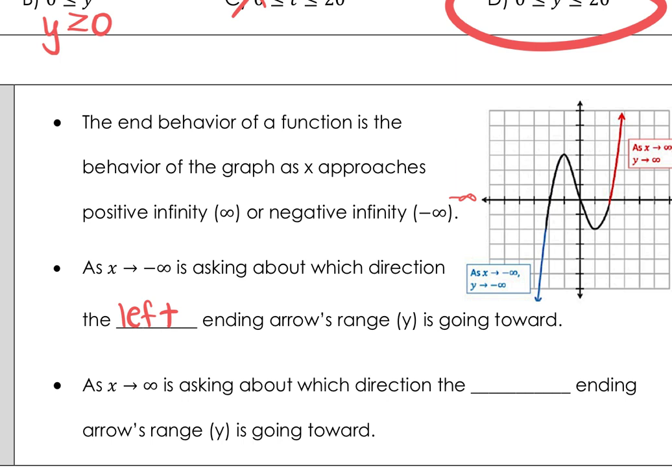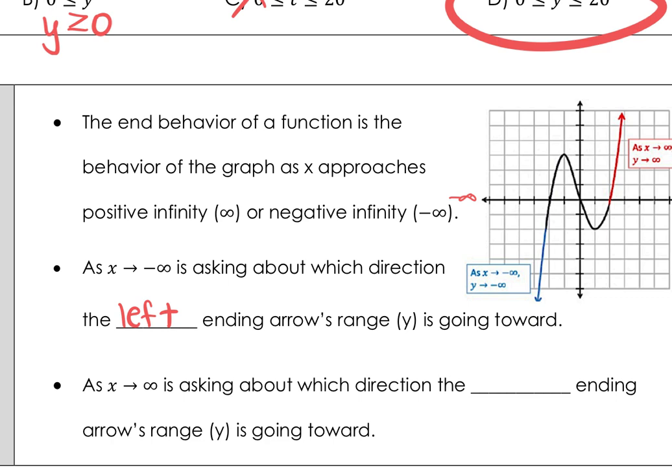In these continuous functions, they have two arrows, one on the left and one on the right. All you have to do when you describe the end behavior is tell me the left arrow as x is going towards negative infinity. Look at the arrow on the left side. Which way is that arrow moving? Up or down? Down. So as x is going towards negative infinity, these range values are also going towards negative infinity. And that's the end behavior.